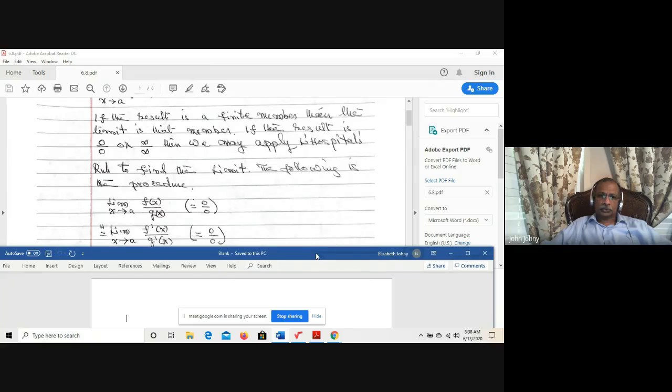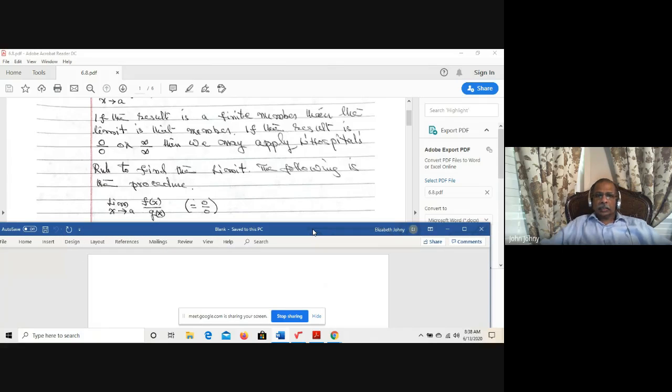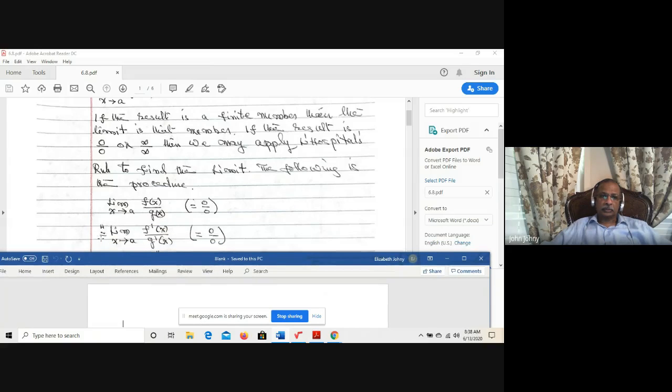So what you have to do is rewrite, if necessary, the function as f(x) over g(x), limit x approaches a of f(x) over g(x), and substitute x equal to a. If you get 0 over 0, you may use the L'Hopital's rule. You write equal to, and above that write H. That tells the reader that you are applying the L'Hopital's rule. Limit x approaches a, f prime x over g prime x.